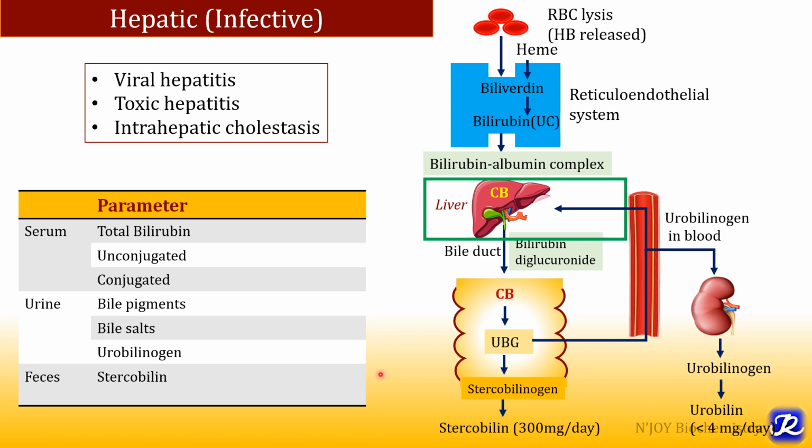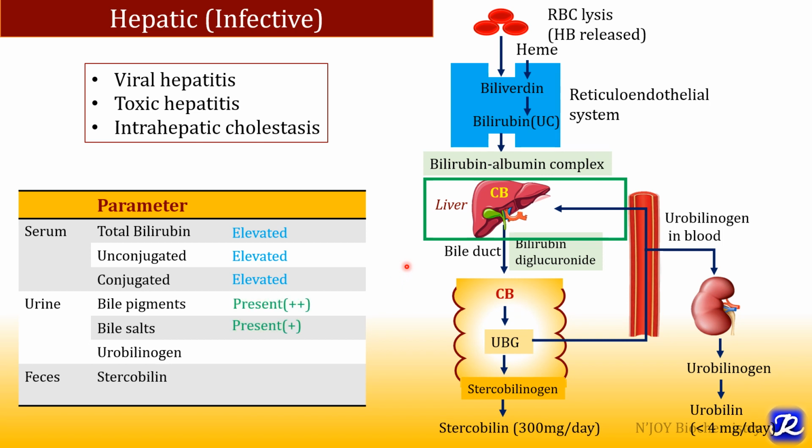What happens to the laboratory parameters in hepatic jaundice? This is jaundice, so there will be an increase in the total bilirubin. But in hepatic jaundice, there will be an increase in unconjugated bilirubin, and conjugated bilirubin can also be increased if there is intrahepatic bile duct obstruction or intrahepatic cholestasis. So both the fractions of bilirubin, that is unconjugated and conjugated, can be elevated in hepatic jaundice.